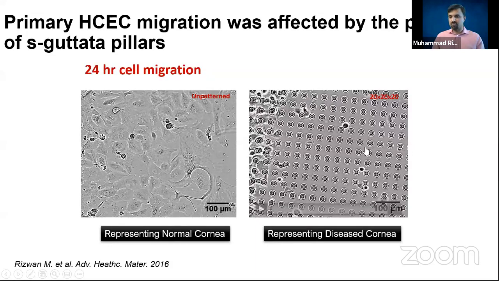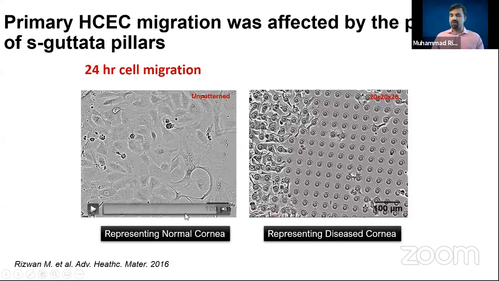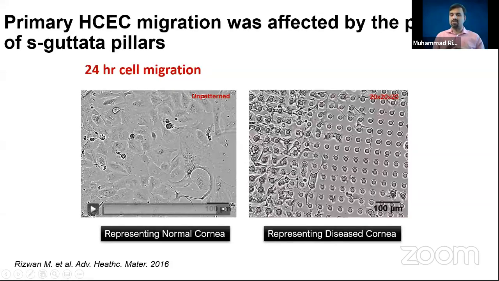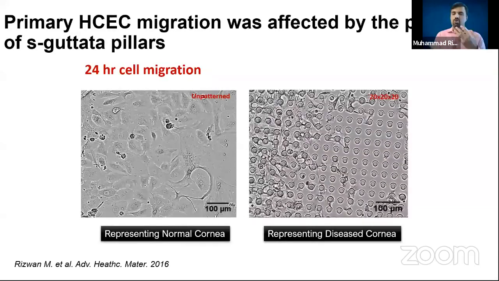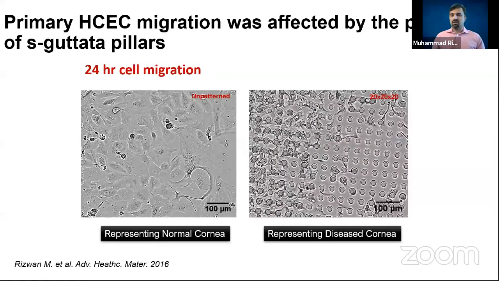But when we have a surface with these microstructures, which represents a diseased cornea, now cells look completely different. They are more elongated, they are confused, and they are not making a monolayer. So even after 24 hours, you can see the difference between these two surfaces in terms of how cells are behaving or migrating on this surface. So it's really important to consider the stage of the disease for the cell therapy approach.